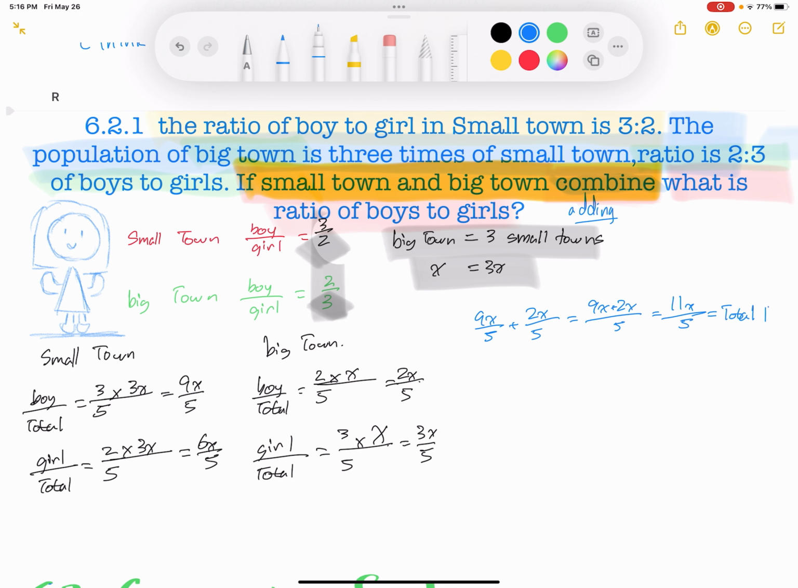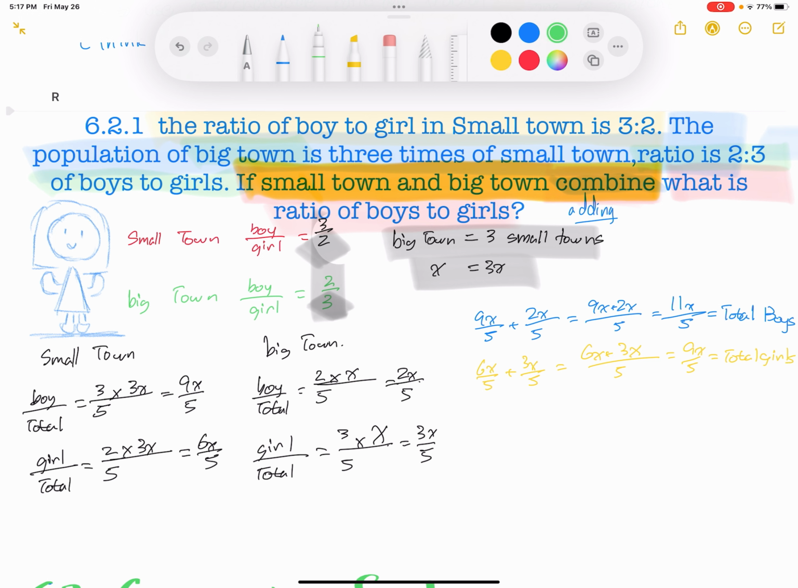total of boys. Same thing happens with girls. 6x divided by 5 plus 3x divided by 5 equals 3x plus 6x divided by 5 equals 9x divided by 5 equals total girls.